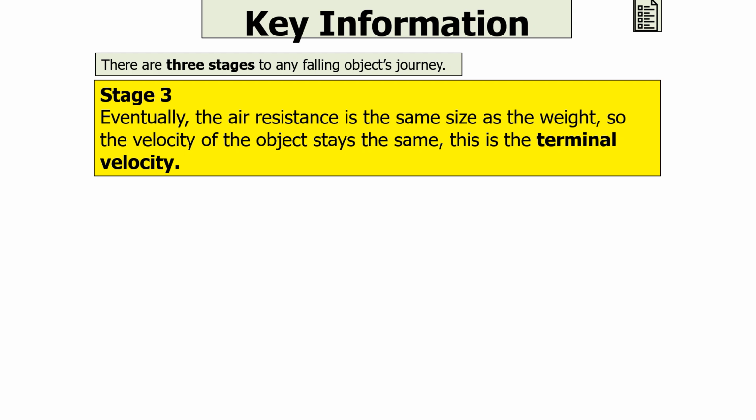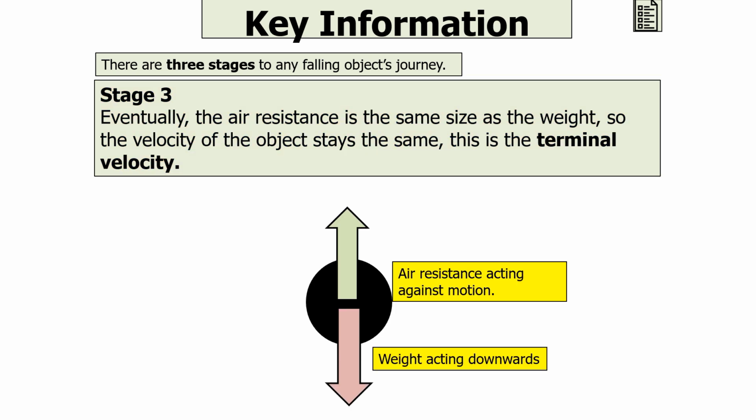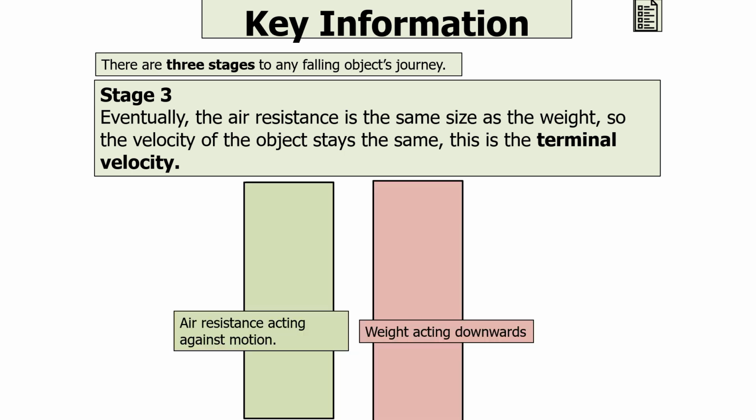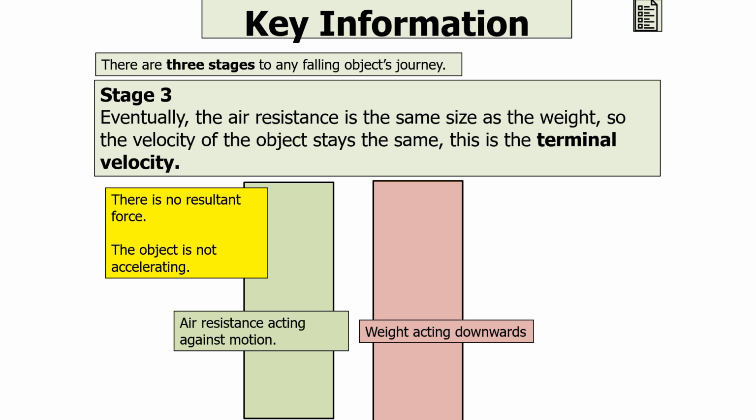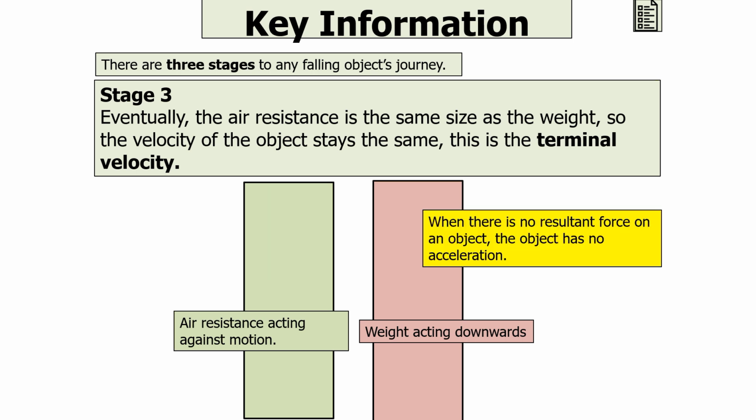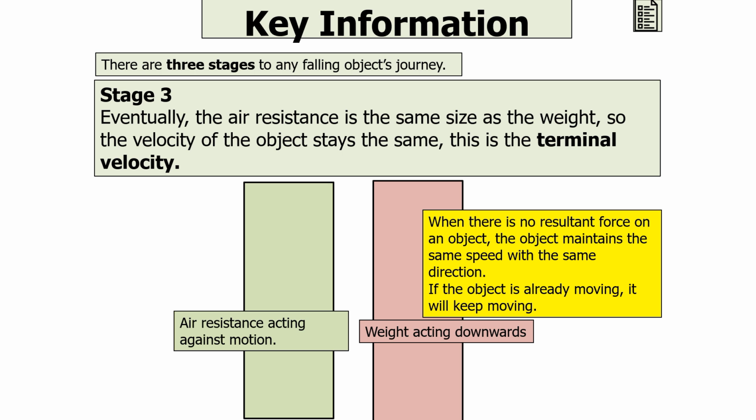Eventually the air resistance is the same size as the weight, so the velocity of the object stays the same, and this is our terminal velocity. So as you can see in this diagram, now air resistance and weight are the same size, there is no resultant force, our object is not accelerating. When there is no resultant force on an object, the object has no acceleration. The object maintains the same speed with the same direction. So if the object is already moving, it will keep moving. The object maintains a constant velocity.